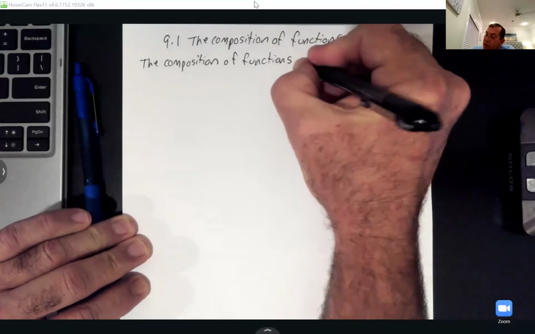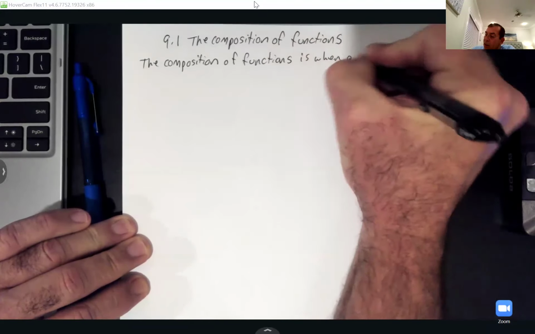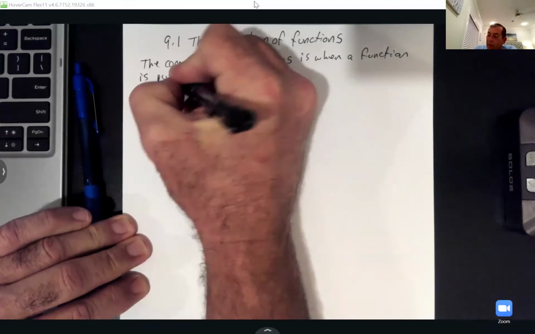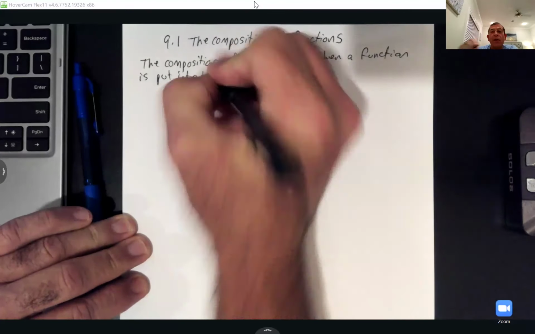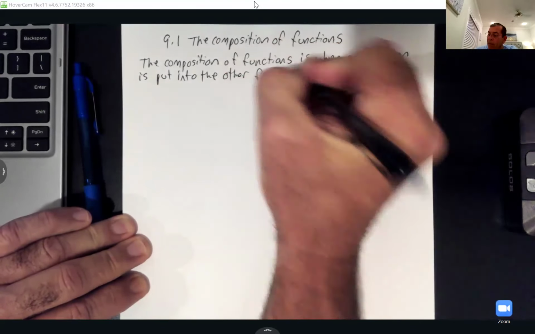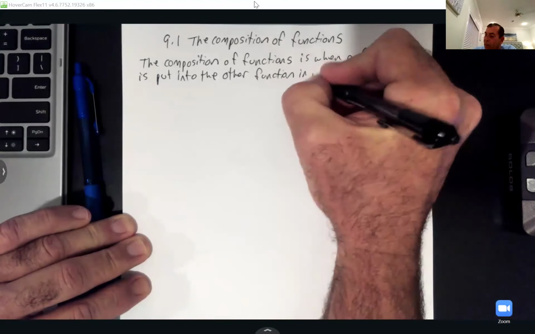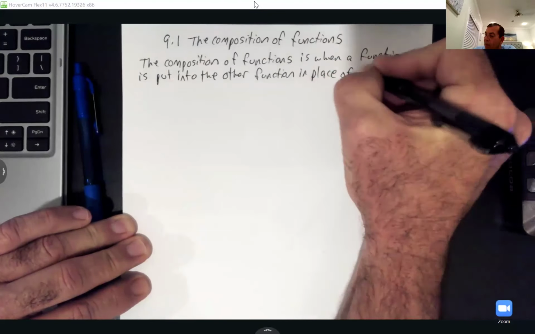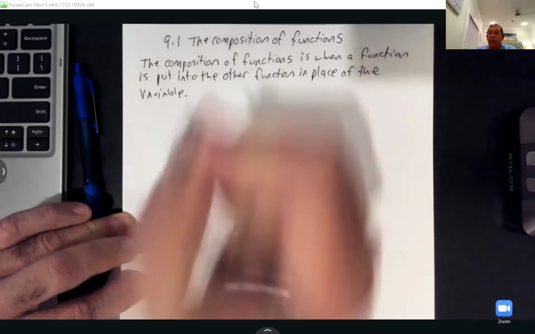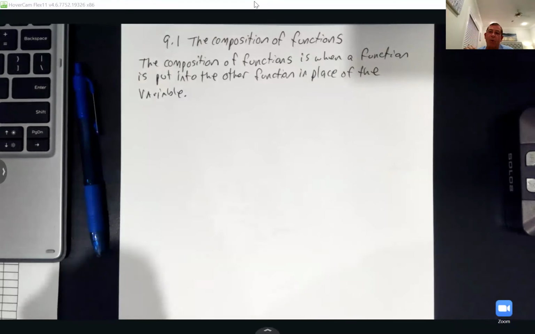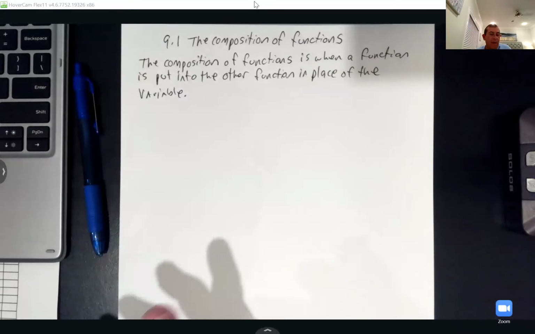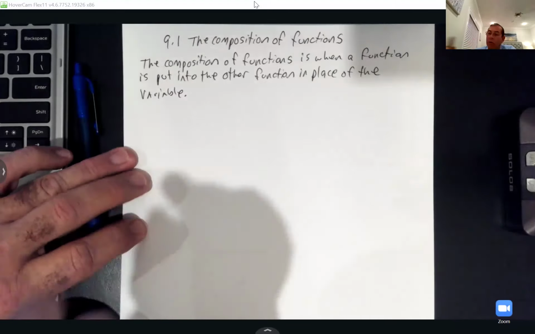So the composition of functions is when a function is put into the other function in place of the variable. Okay, so we're not just putting a number or expression in this time, we're putting a whole function into those x's, okay? So we got two types of order on this.